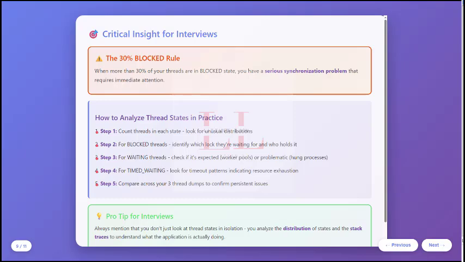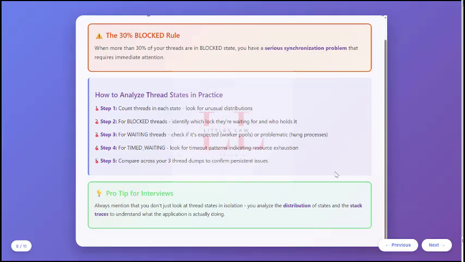So now here is how to analyze thread states in practice. I normally follow a five-step process. The first step is to count the threads. Count the threads in each state and look for unusual distributions. So if 70% of threads are blocked, that's unusual.